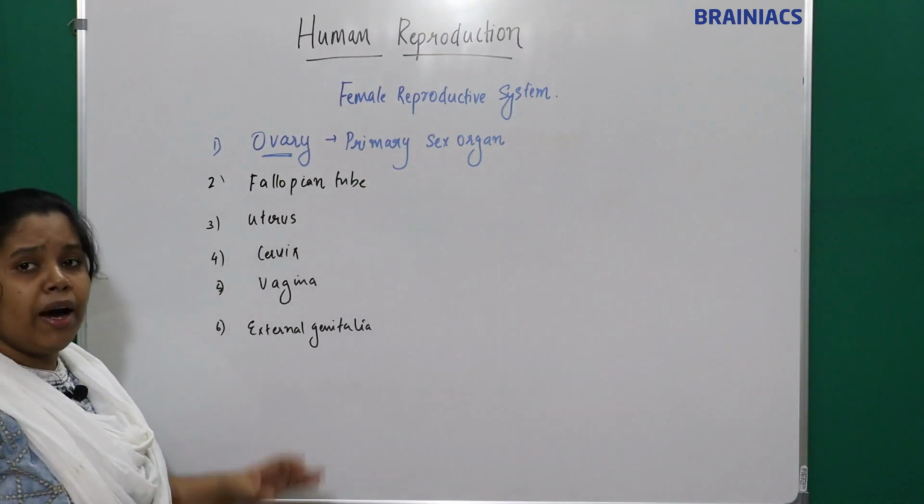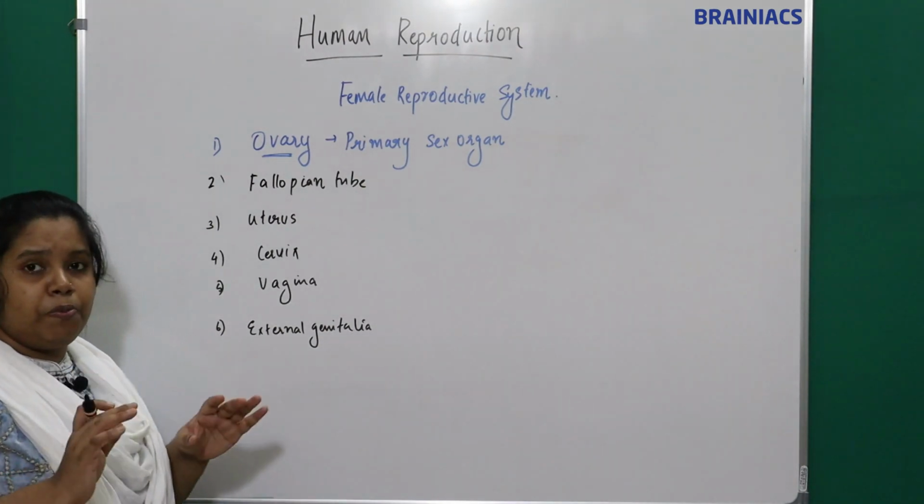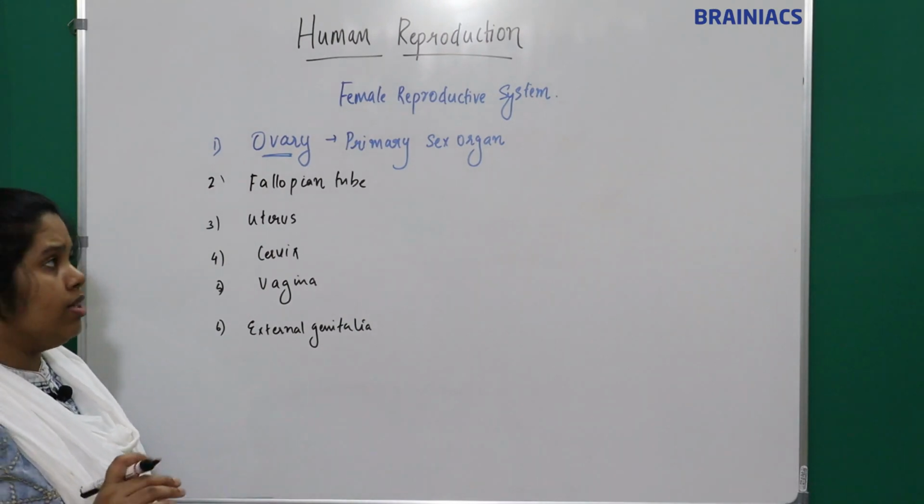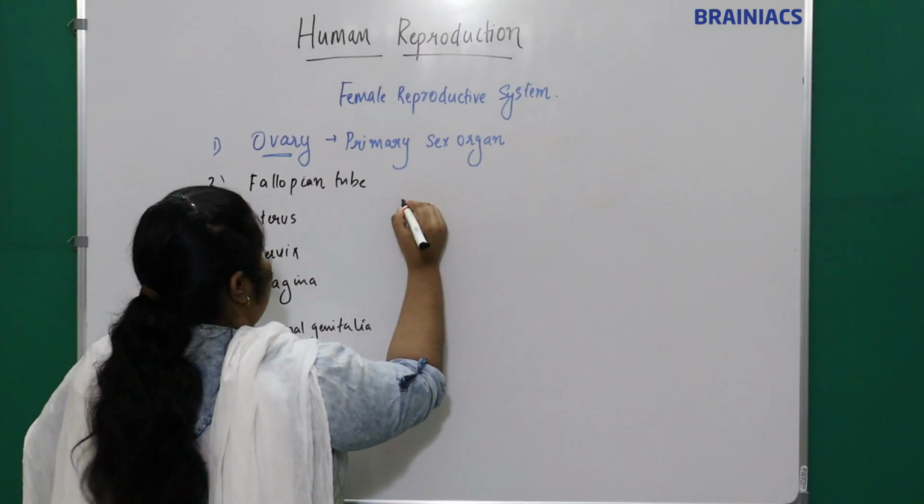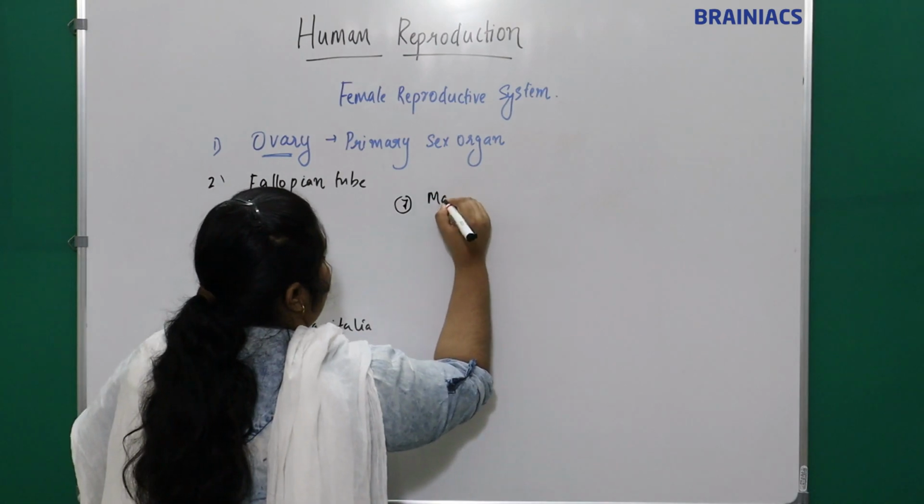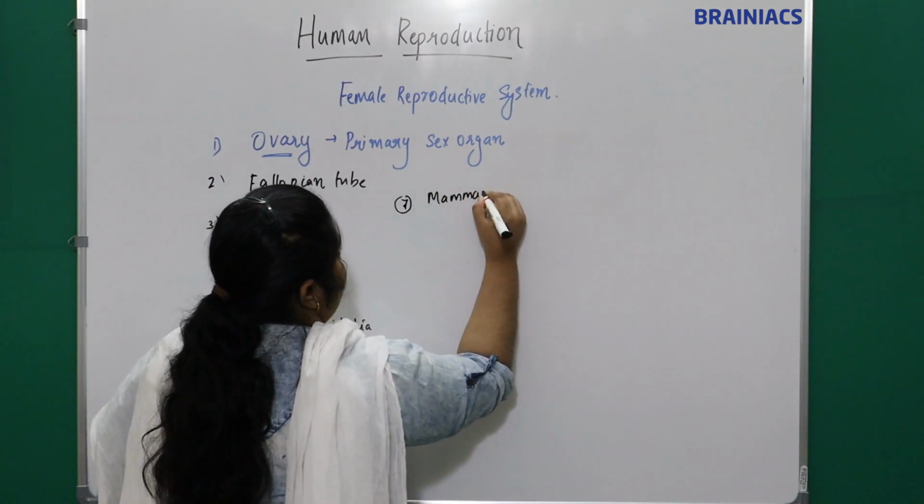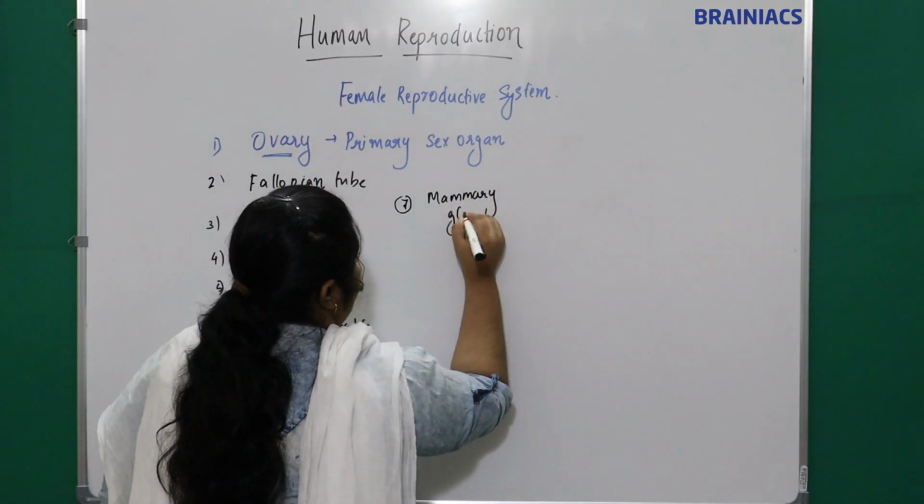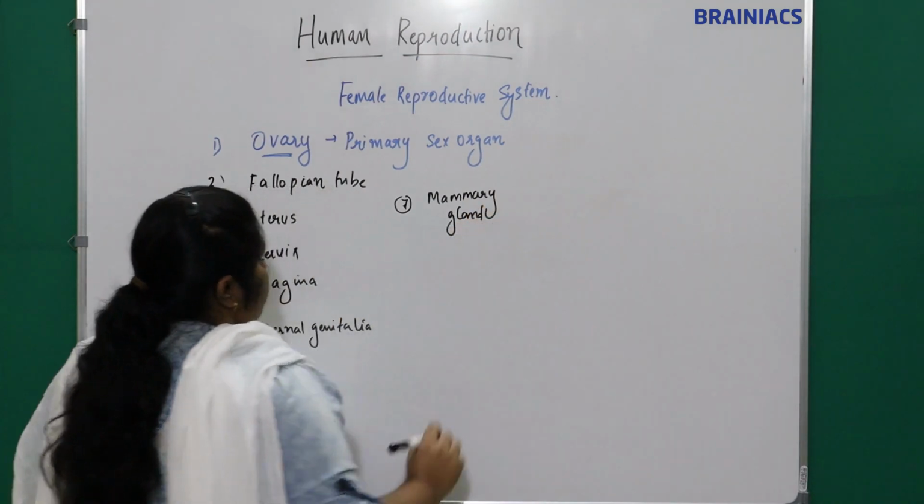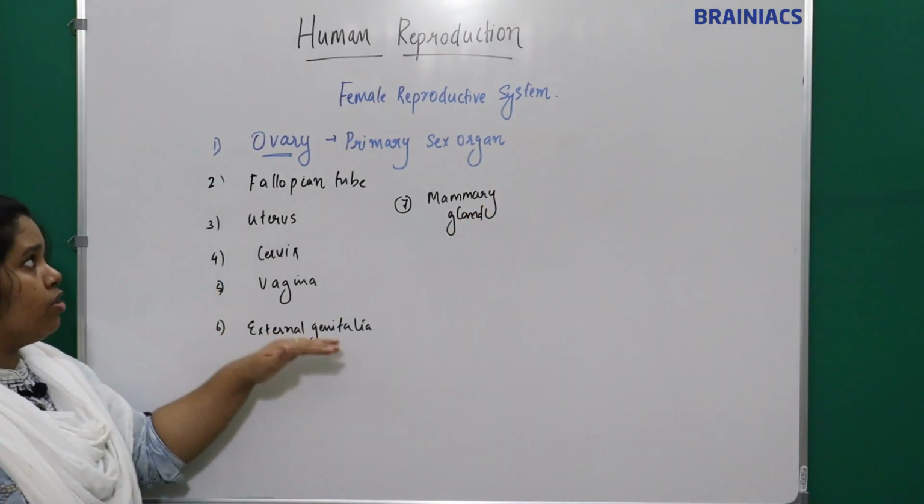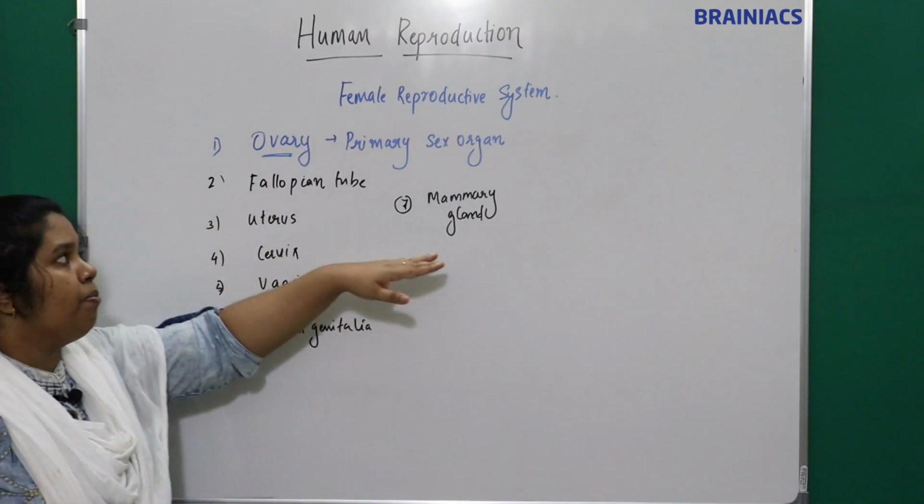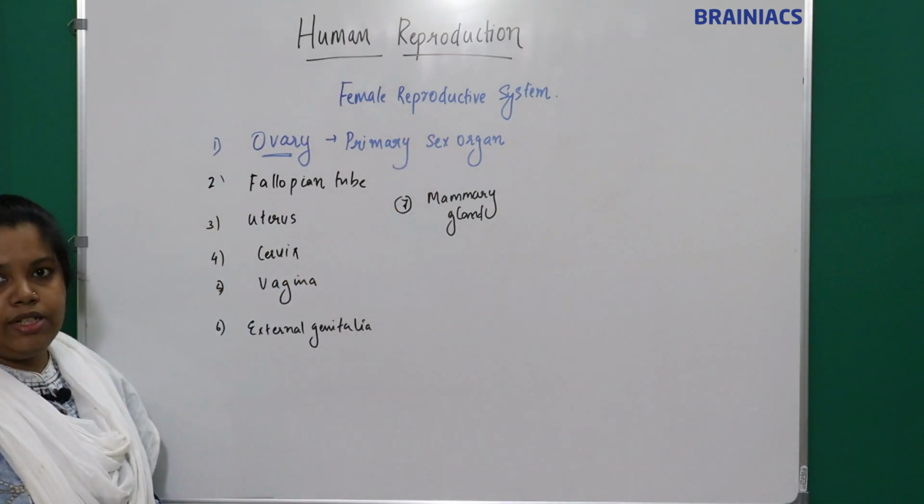One extra part is there which is present only in females. What is that extra part? That is the mammary glands, or the breast. So these seven are the parts of the female reproductive system.